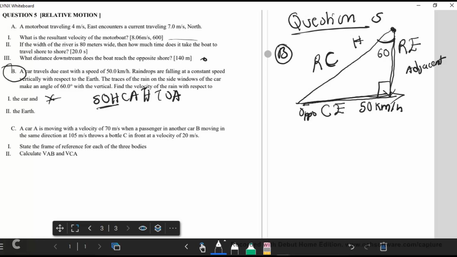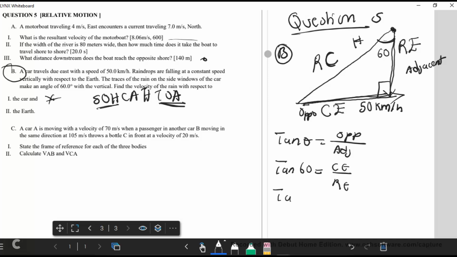In this situation, remember we are finding the adjacent. You have the opposite and the adjacent. So it means we're supposed to use tan. Tan theta is equal to opposite over adjacent. So what's the opposite? The angle is 60 there, and the opposite side is the car with respect to the earth. Then the adjacent is the rain with respect to the earth.